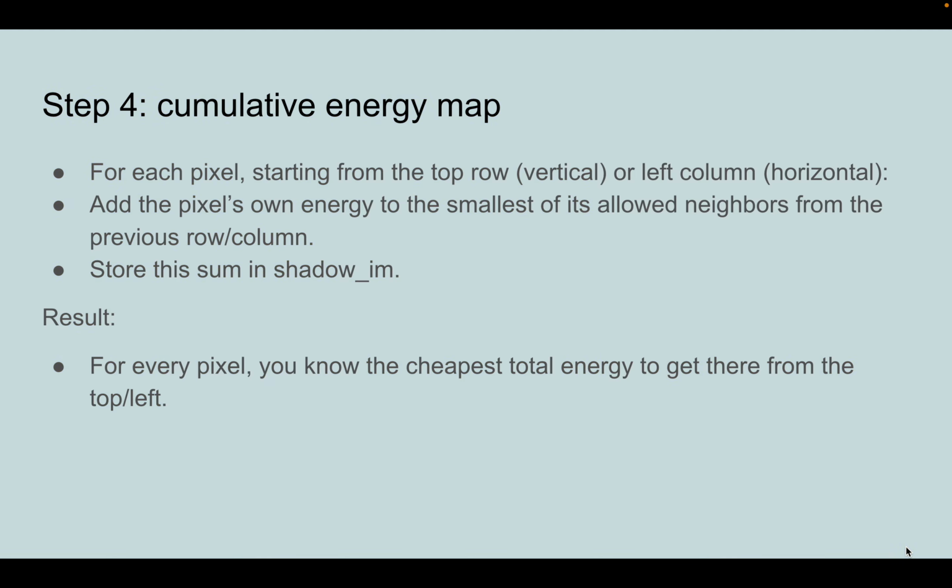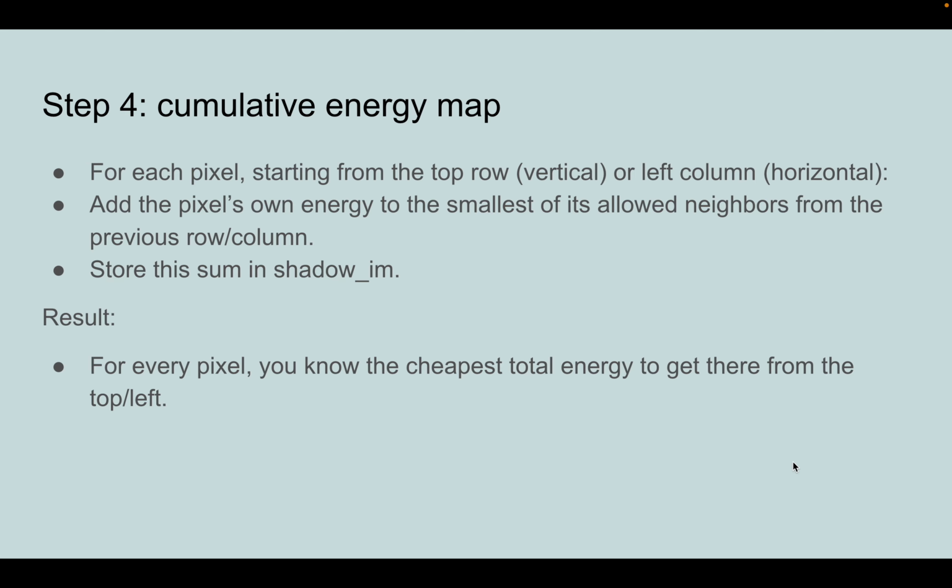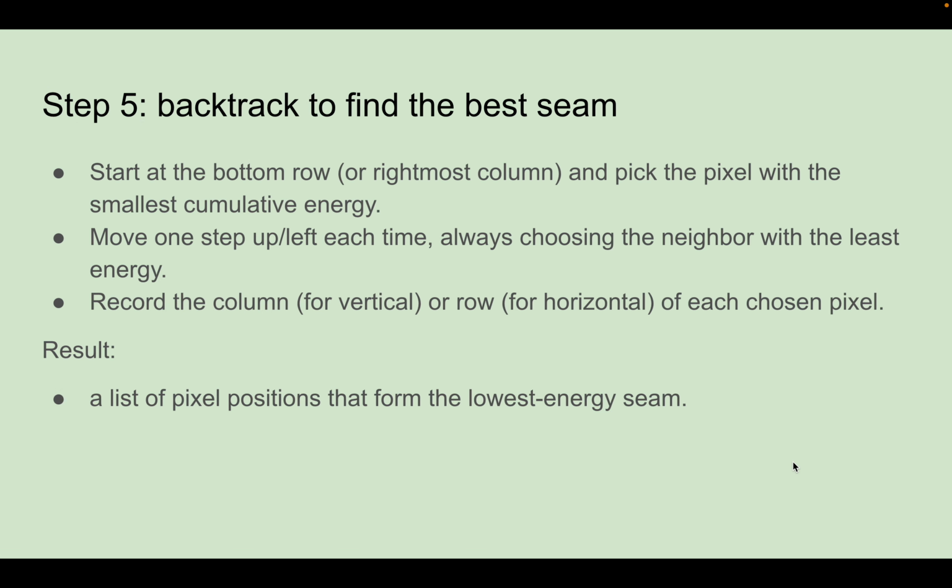Then for each pixel, starting from the top row for vertical seams or the left column for horizontal, we're going to add the pixel's own energy to the smallest of its allowed neighbors from the previous row or column and store this sum in a variable called shadow image. The result is that for every pixel, you know the cheapest total energy to get there from the top or the left. Then we're going to backtrack to find the best seam.